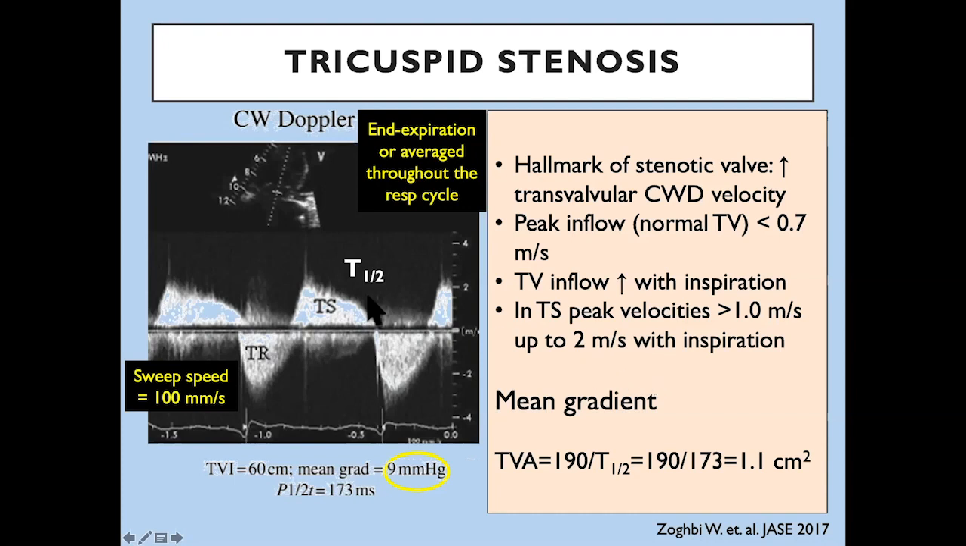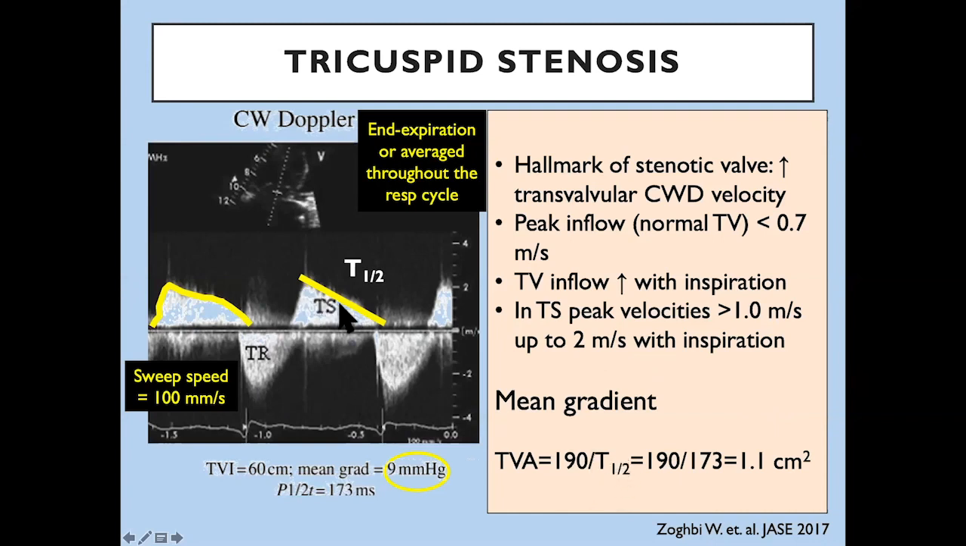Two of the important measurements that you can make here include the mean gradient and the pressure half-time. The pressure half-time method is applied in a manner similar to mitral stenosis, and you can calculate the tricuspid valve area using, and you will remember this formula from mitral stenosis as well, except that the constant has changed, 190 over the pressure half-time.